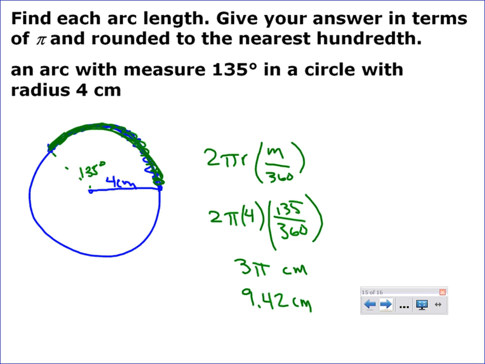So that's it in a nutshell: sectors, segments, and arc length. Remember, sectors are the piece of pie that you cut out: pi r squared times m over 360. For segments, you take the sector minus the area of the triangle. And arc length is 2 pi r times m over 360.